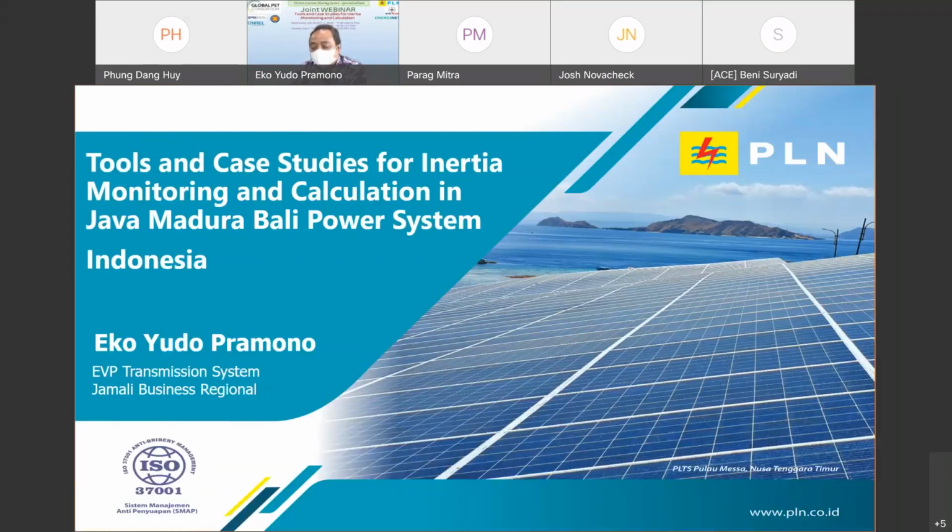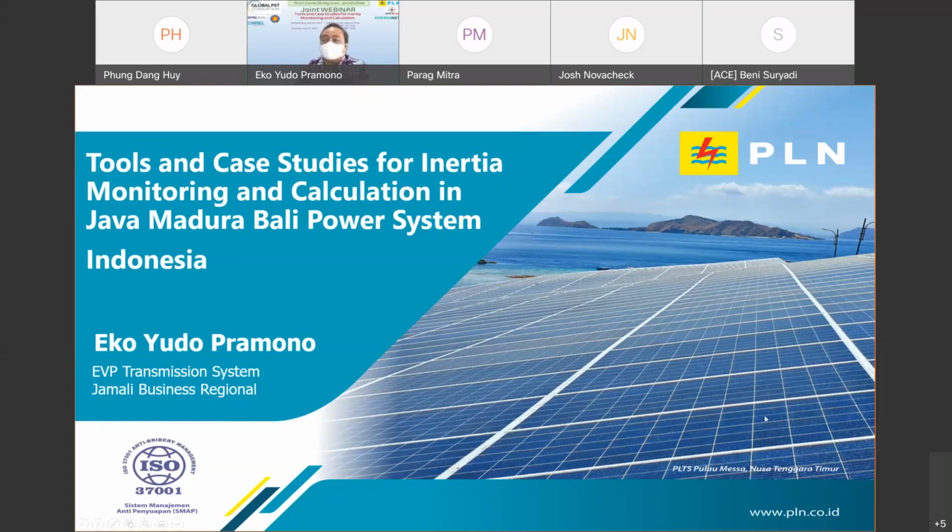The consortium has given us the opportunity to present PLN's experience in managing system inertia on our Jawa Bali grid system. The Jawa Bali system is the largest electricity interconnection in Indonesia. It is a rare and precious opportunity for us to share this in front of the world's system community, who are members of the G-PST consortium.